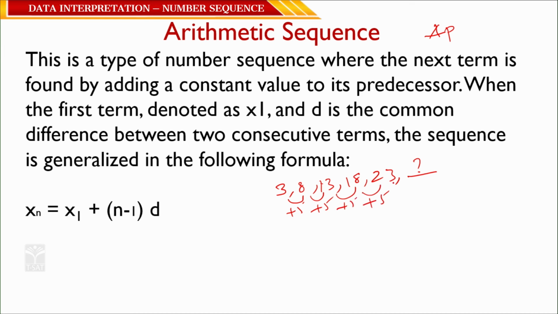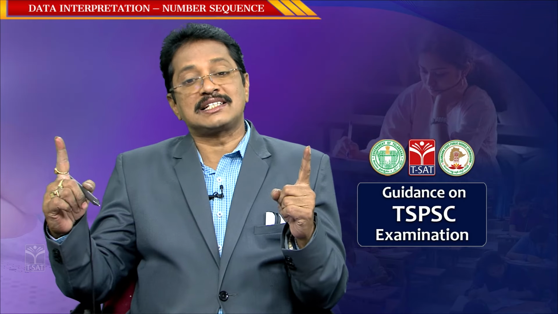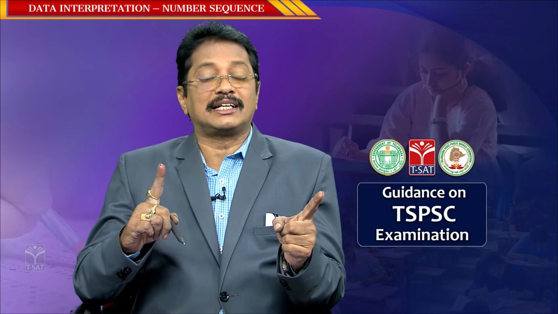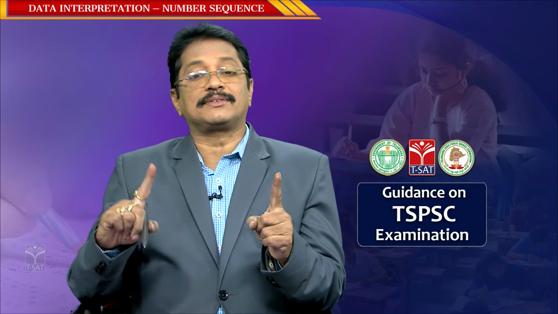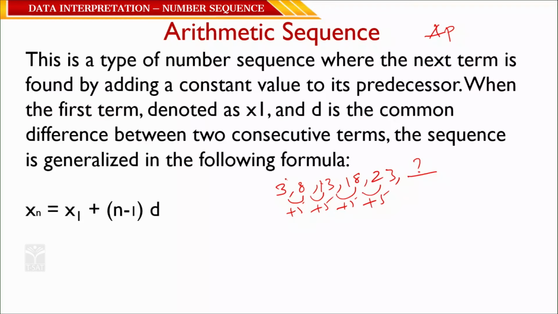And the beauty or importance of this arithmetic progression is that the sum of the extremes on both sides will be the same. Means the sum of the first term and the last term of the arithmetic progression is equal to the sum of the second term and the last but one term. Just observe it. 3 plus 23 is how much? 26, correct? 8 plus 18 is how much? 26.